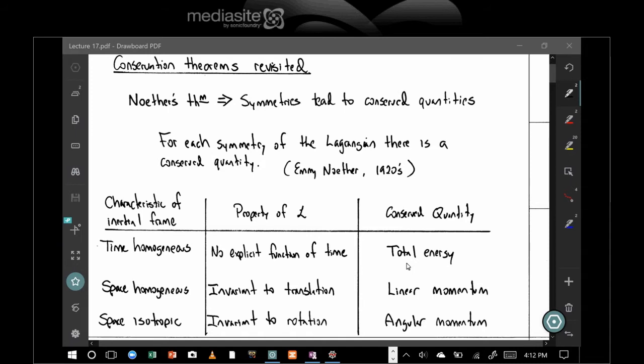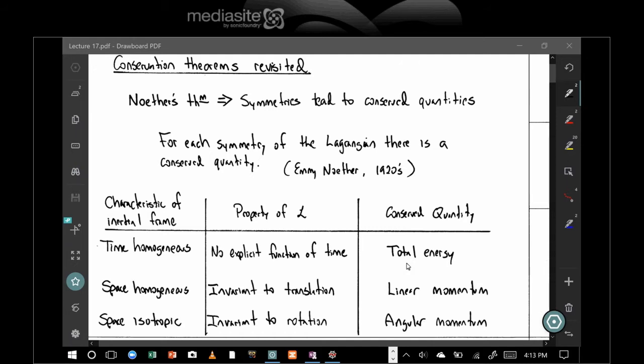In the 1920s, there was a female mathematician by the name of Emmy Noether, and her primary work was in abstract algebra, but she came up with a very important theorem for physics, which today is called Noether's theorem. Basically, in summary, what Noether's theorem says is that symmetries lead to conserved quantities. This is really fundamental.